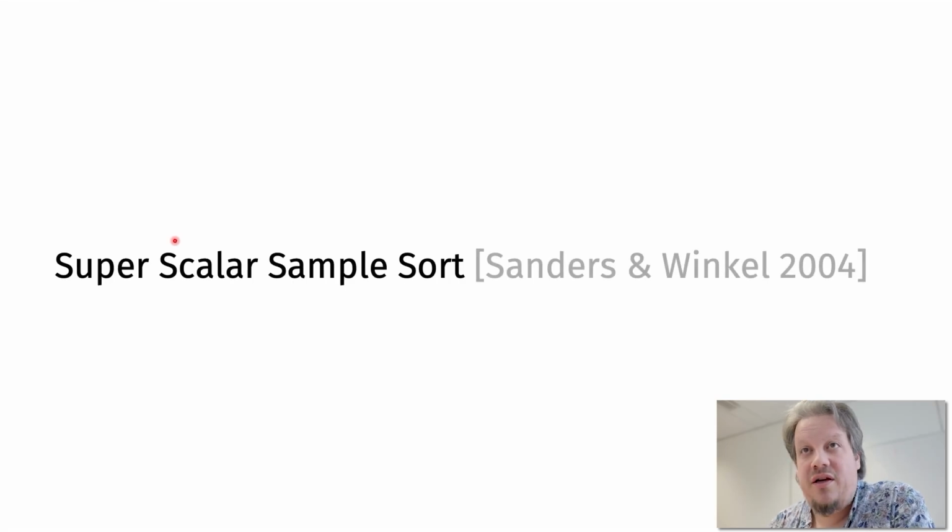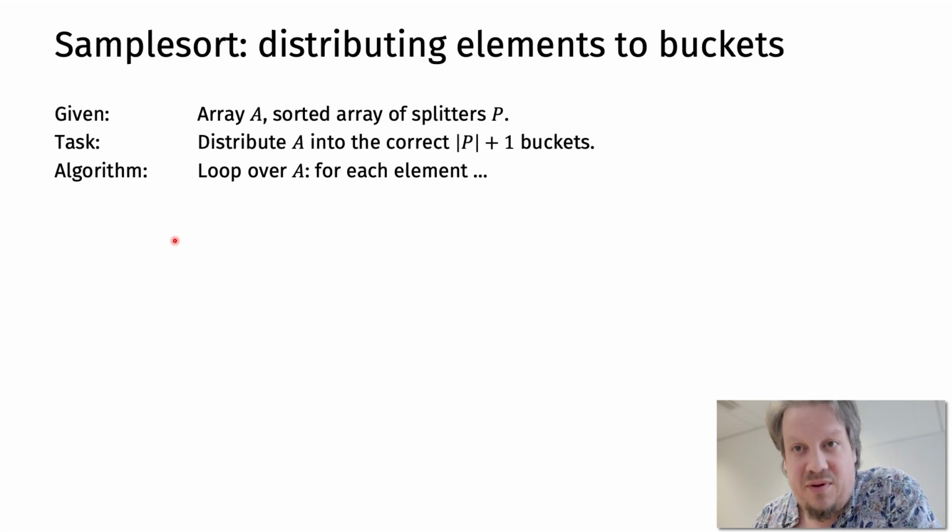Armed with this knowledge, let's now look at a more recent paper called Superscalar Sample Sort. This is based on sample sort, but our motivation is not multiprocessing. Our motivation is a single modern processor. The main step that we're going to concern ourselves with is how do you distribute the elements into the buckets.